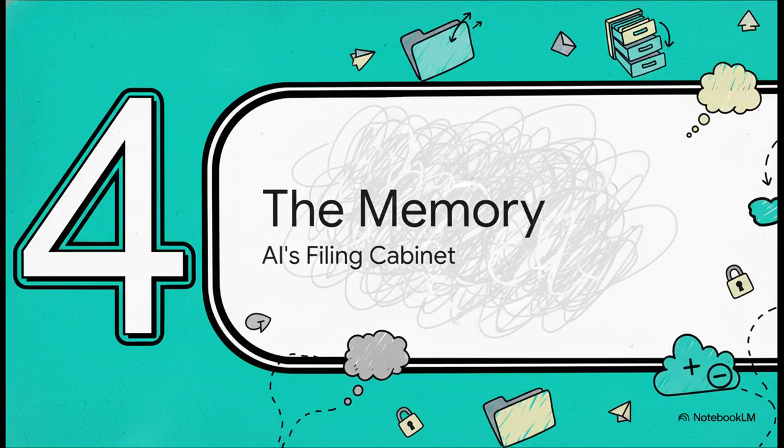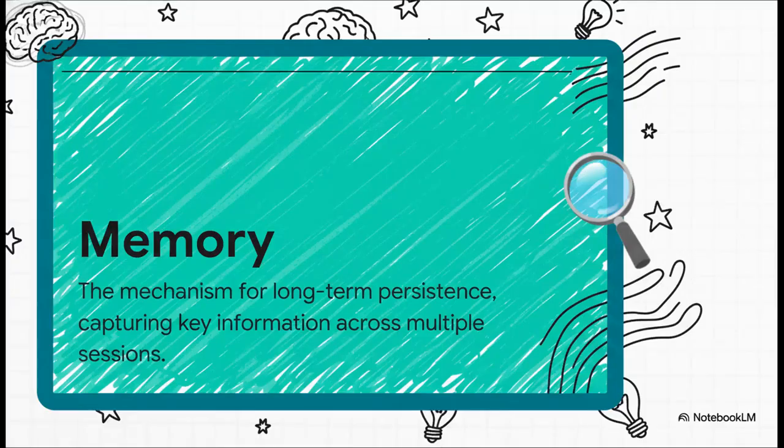But just tidying up the workbench isn't enough for true long-term knowledge. We need something more permanent. And that brings us to the second and maybe most important component, the AI's memory. So if the session is the temporary workbench, then memory is the permanent, super organized filing cabinet. This is where the AI stores the really important stuff about you, your preferences, facts about your life, your goals, so it can use that information in all your future conversations.